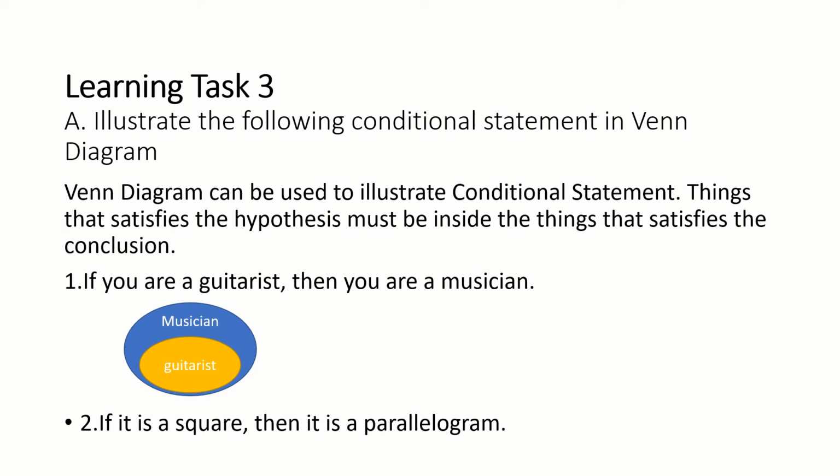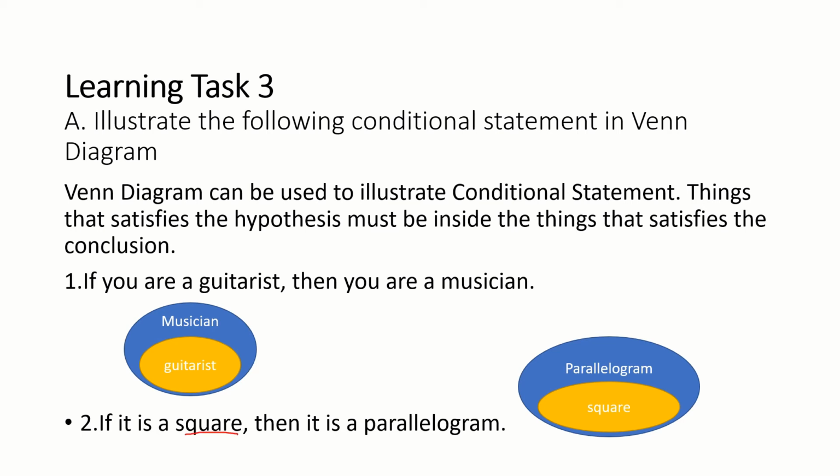For number 2, if it is a square, then it is a parallelogram. Okay. So, ang bigger part natin dyan ay parallelogram. Ang ating smaller part, yung nasa loob, is square. So, square here is the hypothesis. So, siya yung nasa loob. Parallelogram is the conclusion. So, siya yung bigger part.